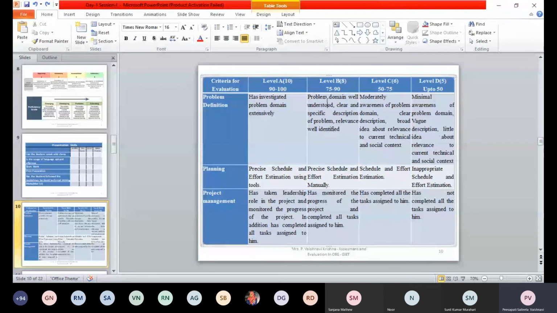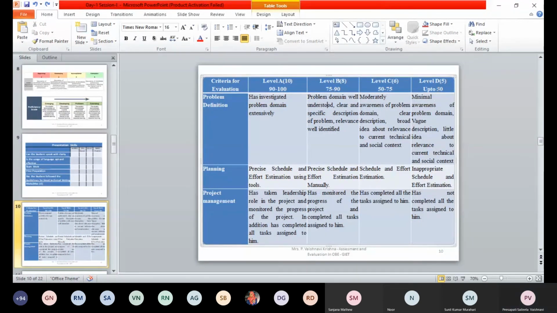Okay, now when I want to judge him to level B, then problem domain well understood, clear, and specific descriptions of problem. Then relevance is well identified. In that case, he comes under level B. Then when can I take him to the level C? Moderately has awareness of problem domain. Then he has a clear description, broad idea about relevance to current technical and social context.